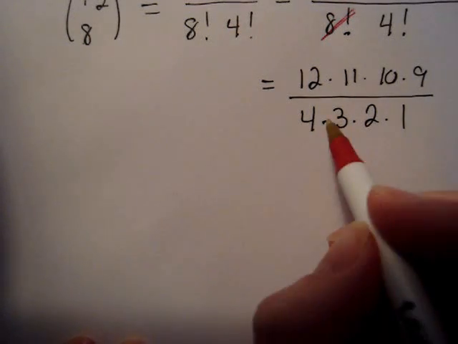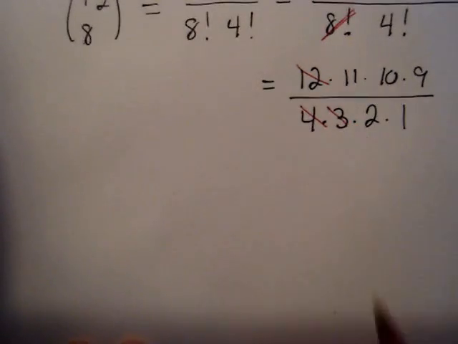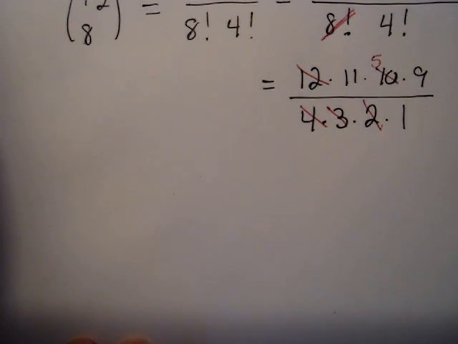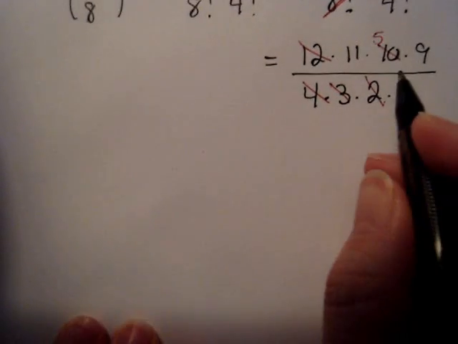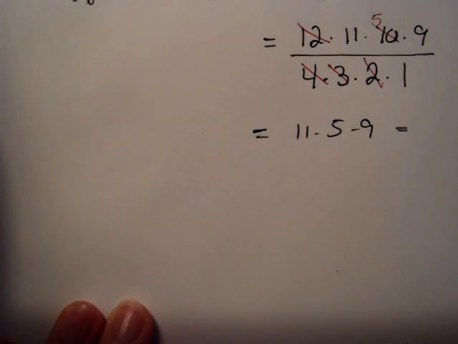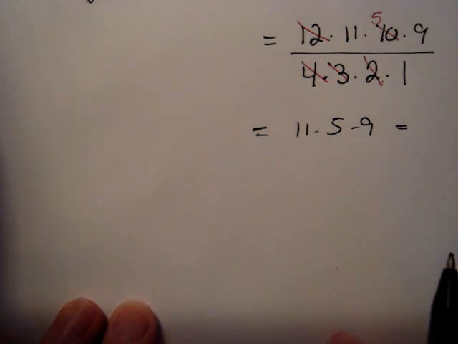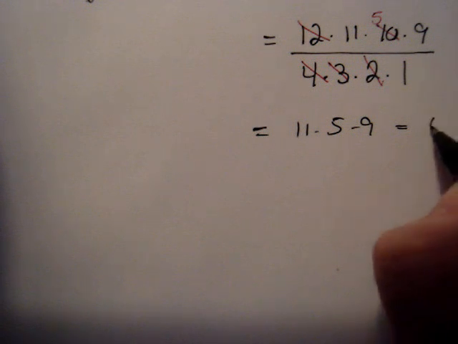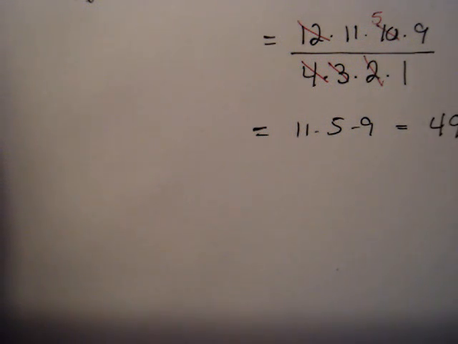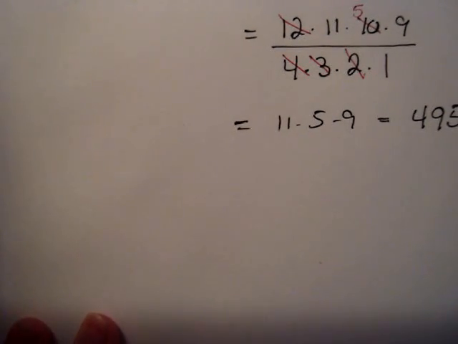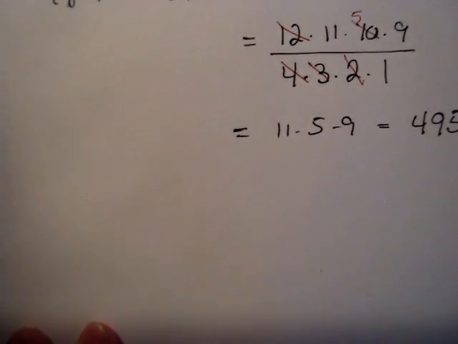So let's see. 12 is the same as 4 times 3. What else can I do here? 2 will go into 10 5 times. And now I just multiply what I've got on top. I've got 11 times 5 times 9, which is 45 times 11, which is, I have no idea what. I'll cheat. 495 it says. I have the answer key. So that is, whoops, you can't see that, can you? That is problem number 1 off of your 8.5 handout.